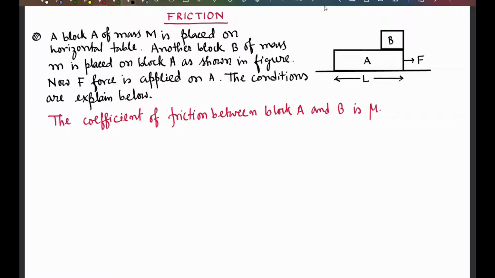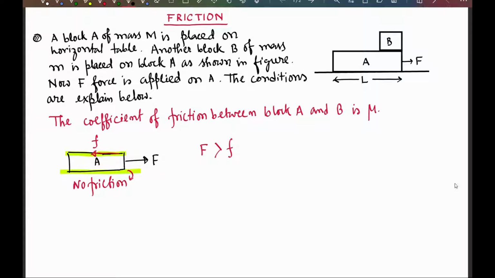Now, if we consider the free body diagram of block A, force F is applied here, and the motion of block A is towards right. Therefore, the frictional force applied on the upper surface of block A by block B is towards left. And there is no friction between block A and table. Therefore, block A can move whenever the applied force is greater than the frictional force.